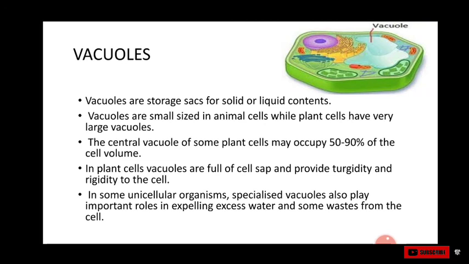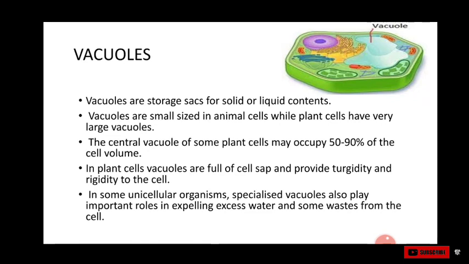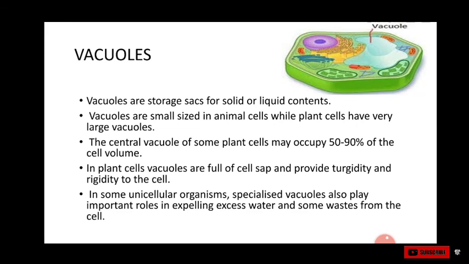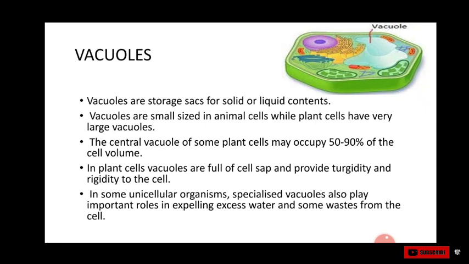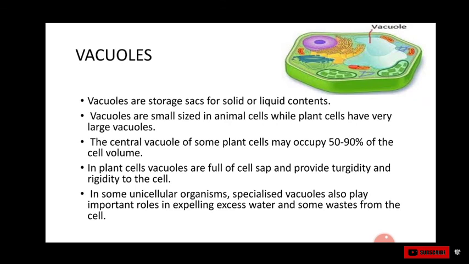In a plant cell, vacuoles are full of cell sap and provide turgidity and rigidity to the cell. Many substances of importance in the life of the plant cell are stored in the vacuole. This includes amino acids and sugars. In some unicellular organisms, specialized vacuoles also play an important role in expelling excess water and some wastes from the cell.